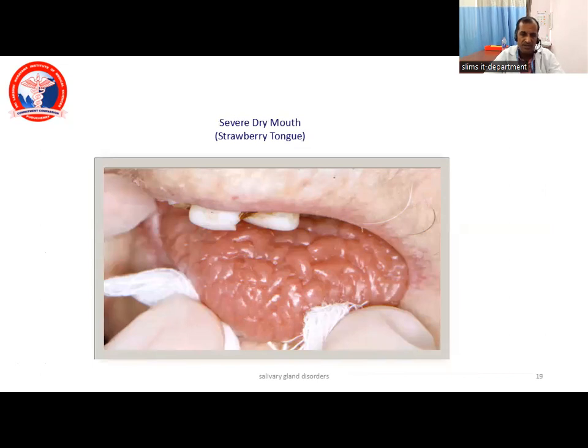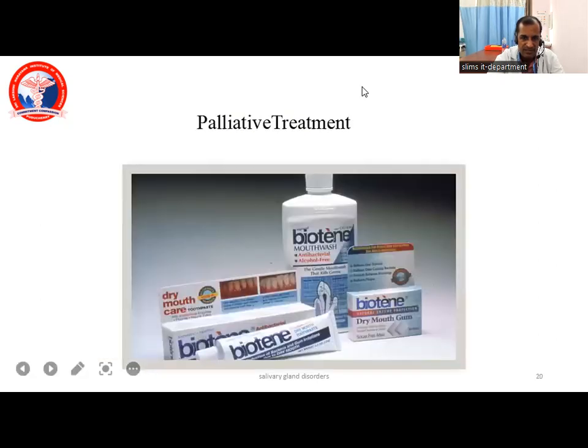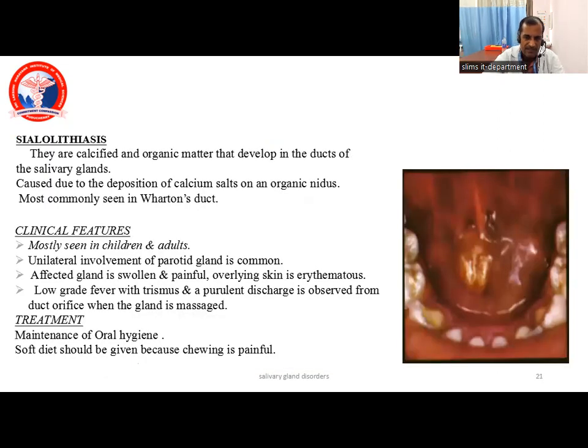This picture shows a fissured tongue with a strawberry appearance. Most commonly, the clinical picture of your tongue resembles a strawberry fruit. This is the dorsum of your tongue, where severe dry mouth is present. The palliative treatment will be topical application of various gels.